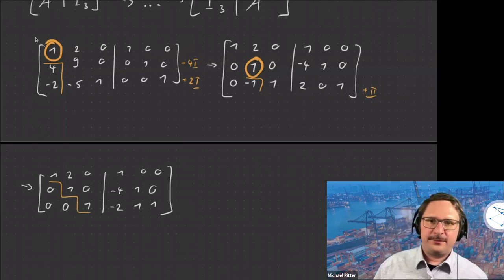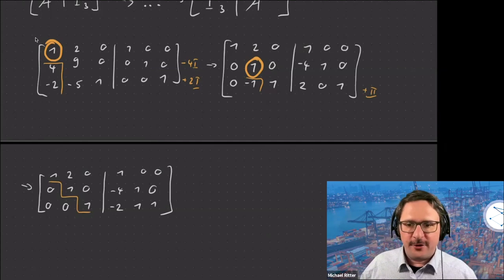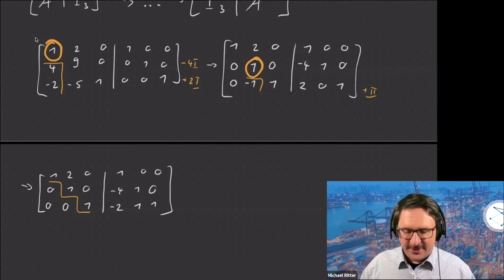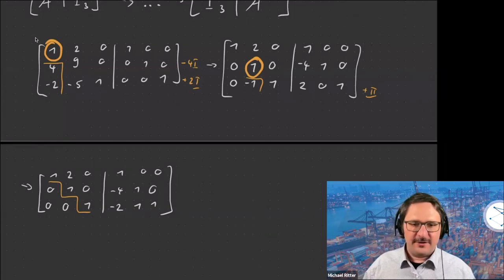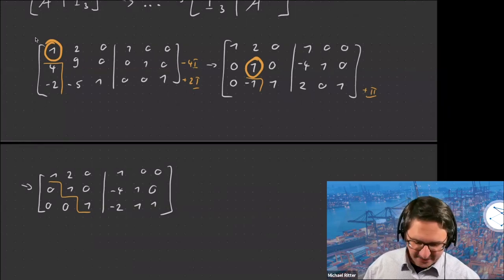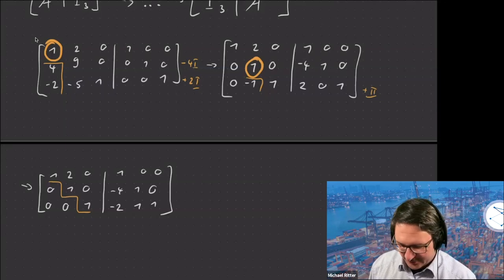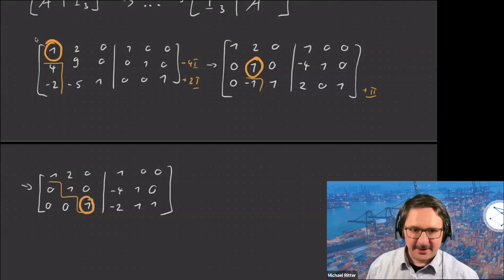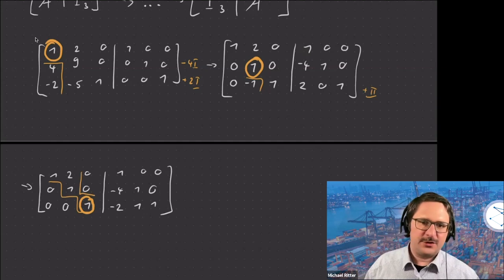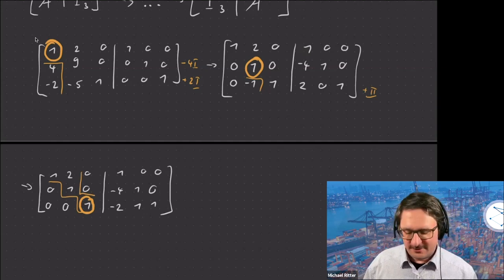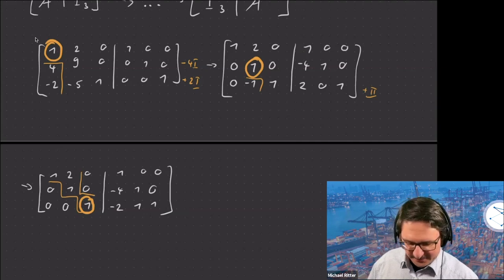And we need to go one step further now. We need to obtain the identity matrix on the left-hand side. So we kind of need to do this all backwards as well. Next step we could do is we would use this here as our next pivot element, and then reduce all entries above that to 0. That is already the case here, so this first step is not even necessary.